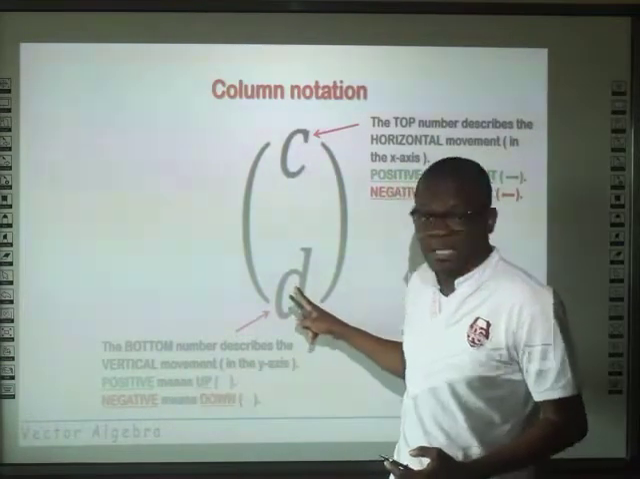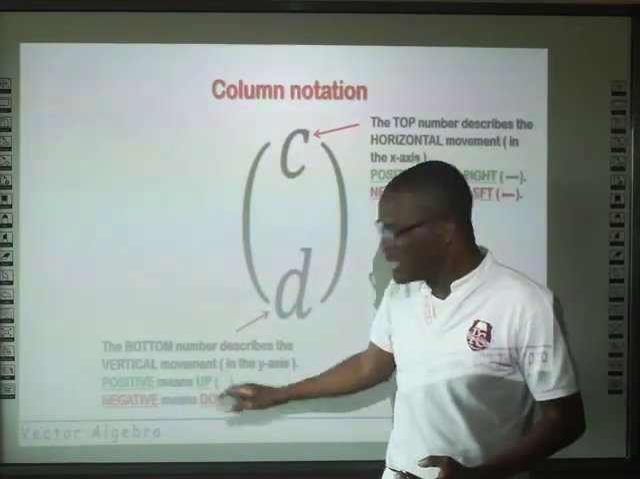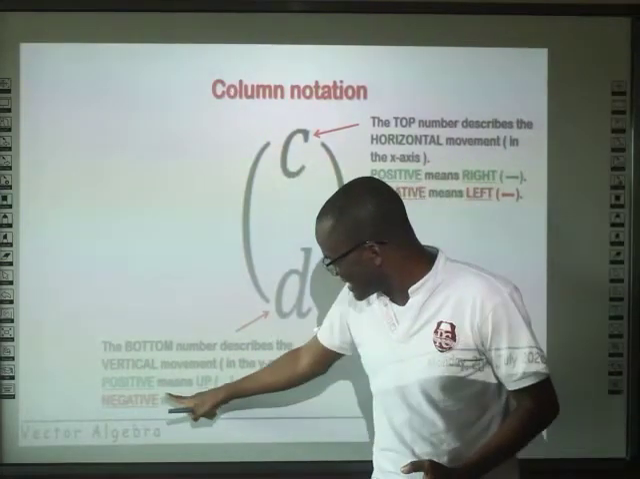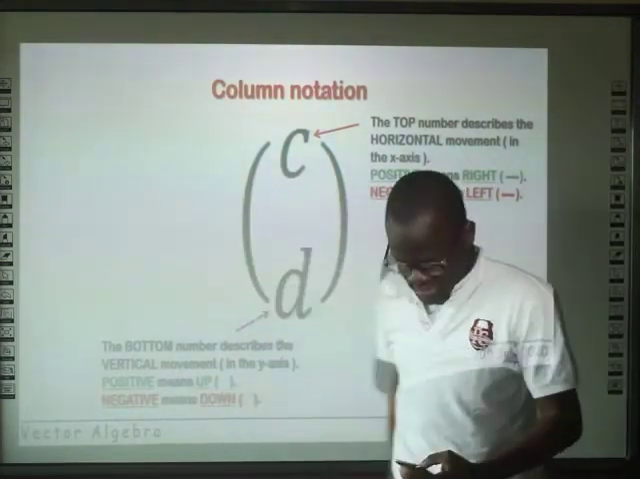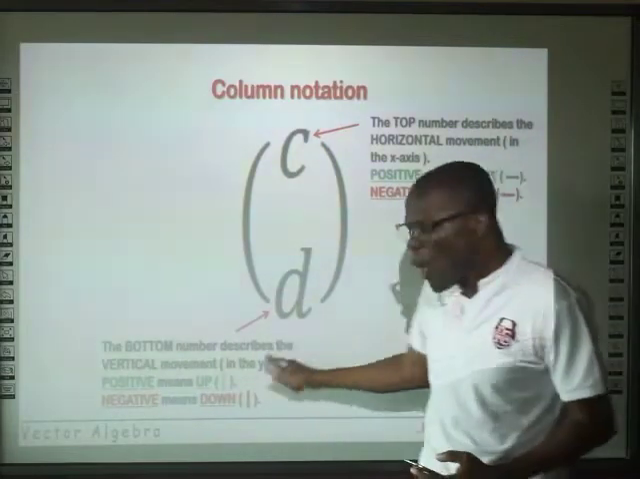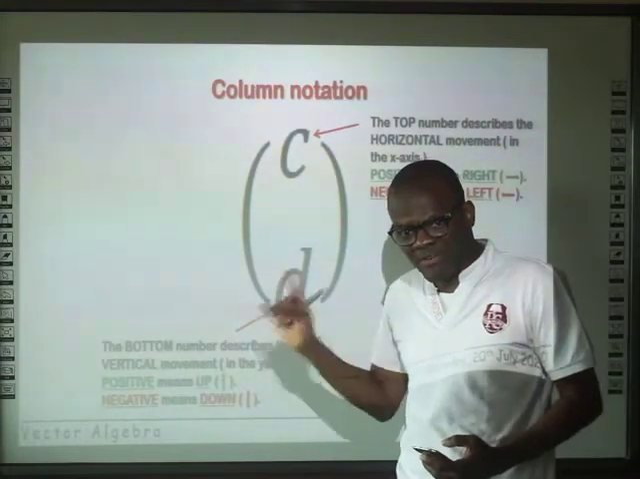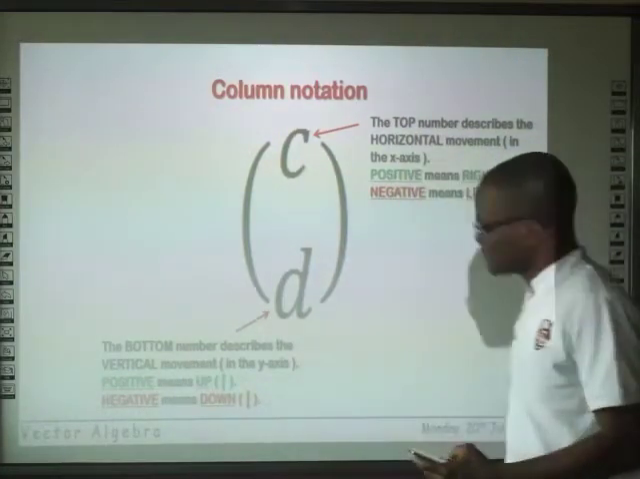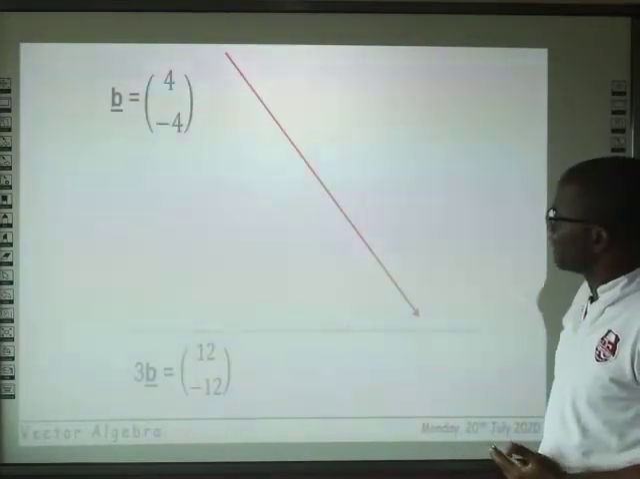If that number is positive, it means it's going up. And if that number is negative, it means it's going down. Okay? So always take note of that. This is very important. Always take note of that. Okay? So let's get some more examples.